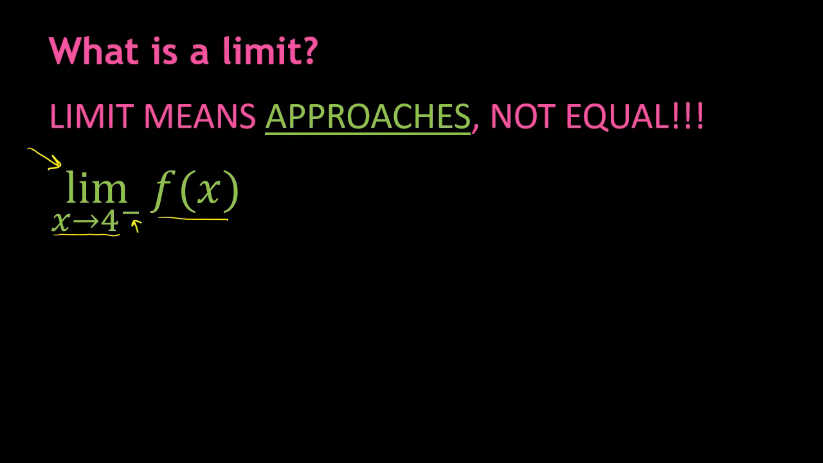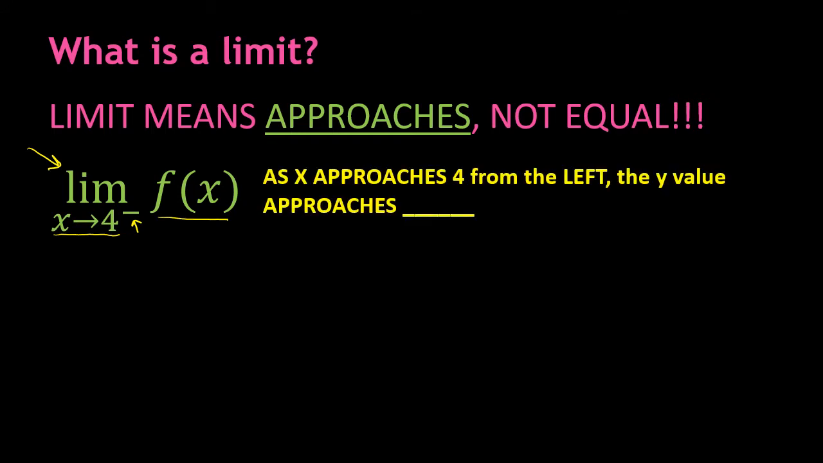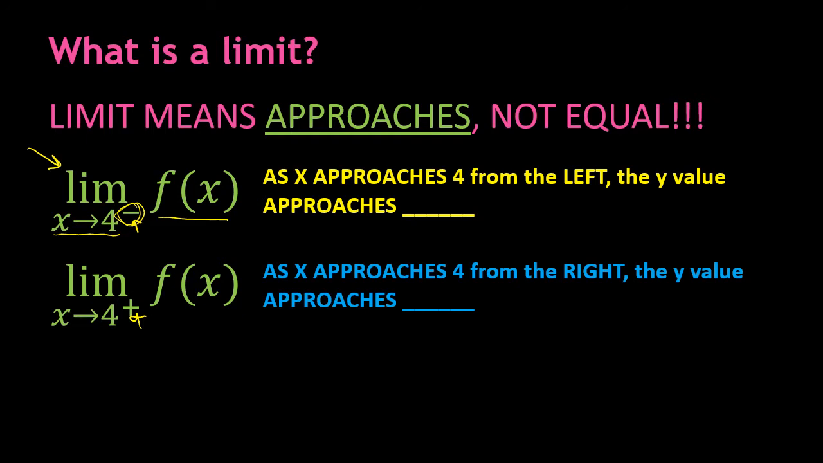This little thing right here means from the left. So, when we talk about this statement right here, this is the limit of the function as x approaches 4 from the left. So as x approaches 4 from the left, what is the y value of the function doing? If you look here, the only difference between the first limit and the second limit is again this symbol here, which basically means from the right. So now we're approaching from the right.